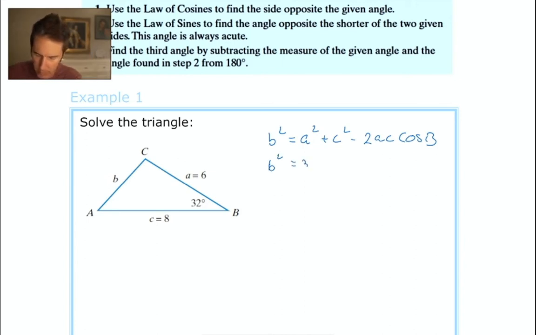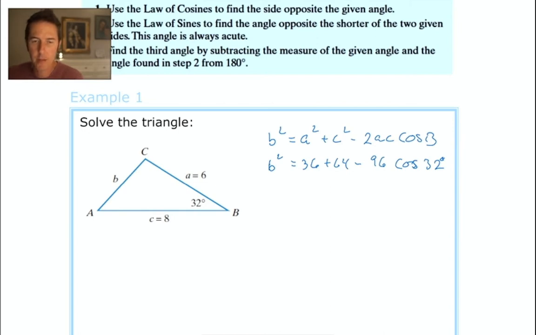A squared is going to be 36. C squared will be 64. Minus 2 times 6 times 8. 6 times 8 is 48, times 2 is 96, cosine 32. We can put a little degree mark on there.